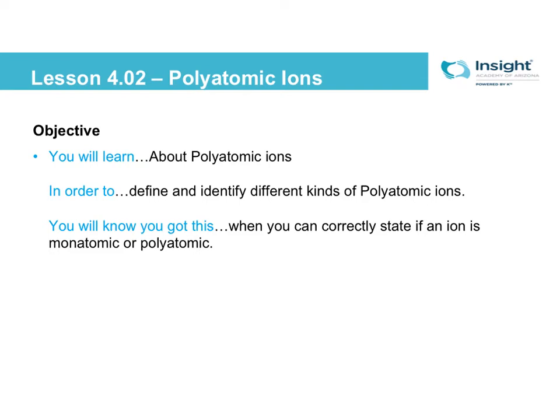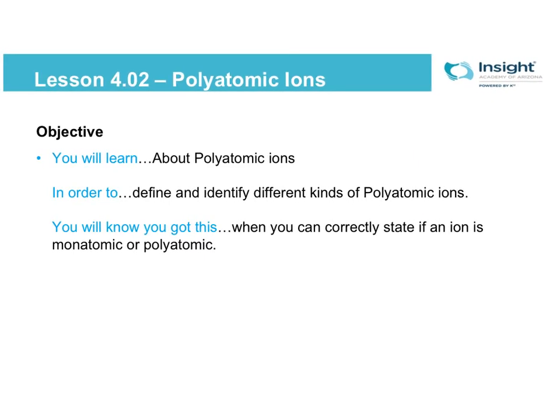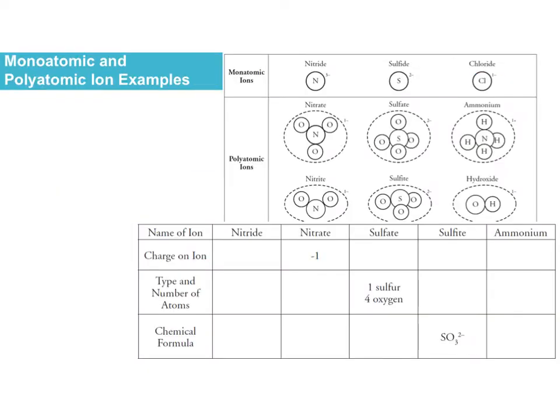All right, so monatomic ions form from one atom. Polyatomic ions, if you remember that from math or geometry, polygons have many sides. All right, so polyatomic ions are going to form from many atoms. So by the end of this, you should be able to explain what types of atoms form polyatomic ions, how to tell them apart from monatomic ions, and so forth.